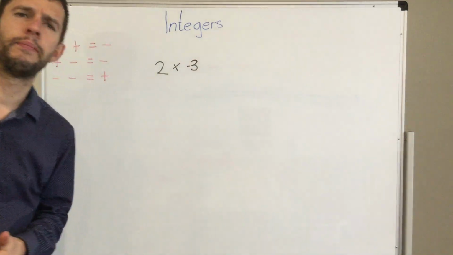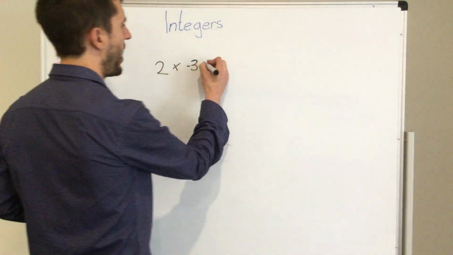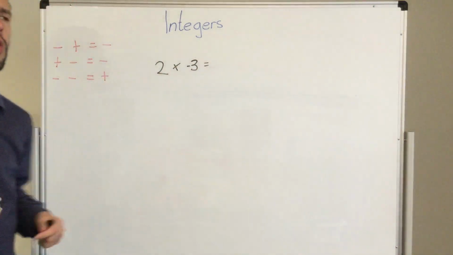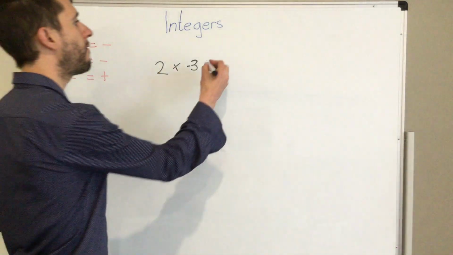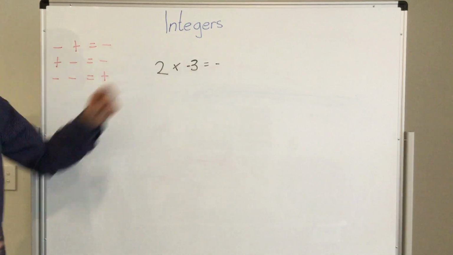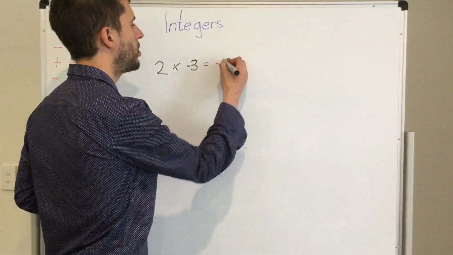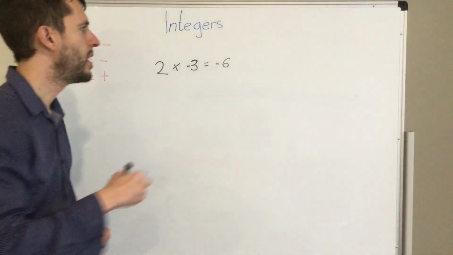So 2 times negative 3. We'll first go through the answer and then I'll show you why and the meaning. So we know a negative and a positive equals a negative. So we've got a negative and then we just go 2 times 3 equals 6. So 2 times negative 3 equals negative 6.